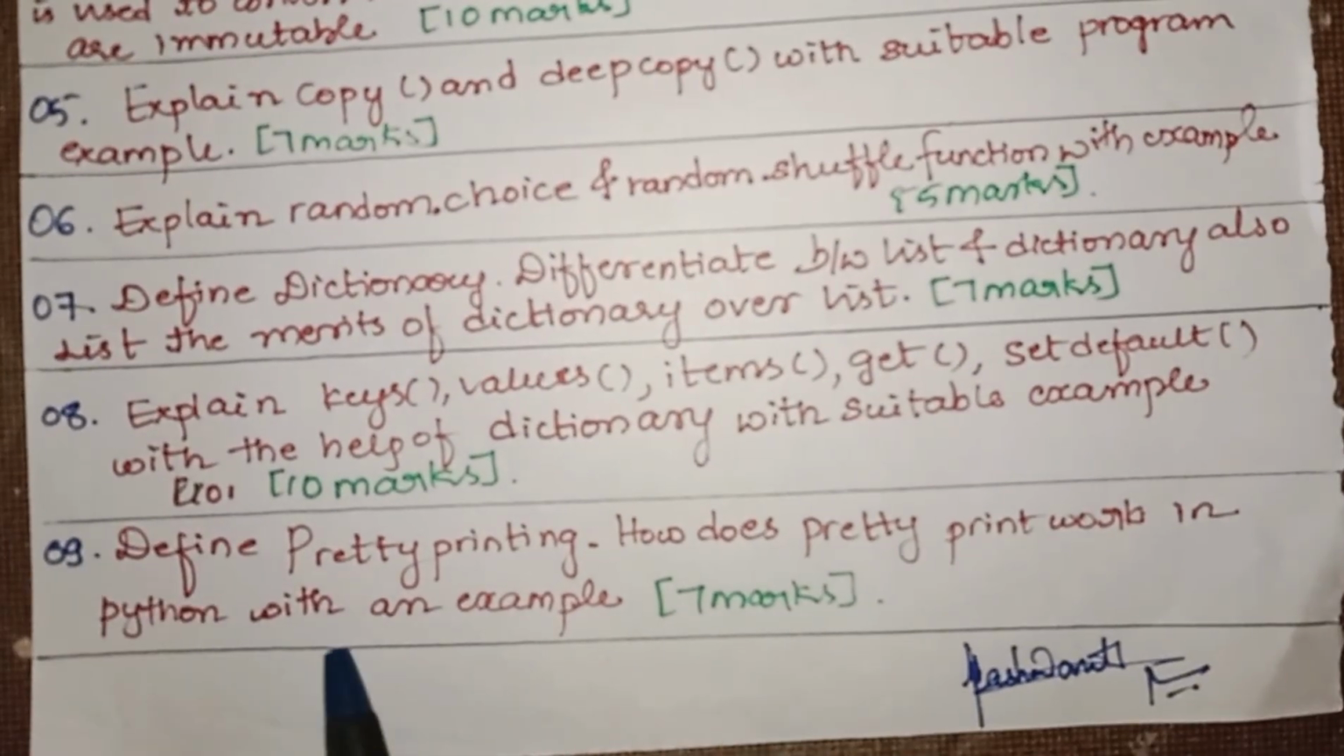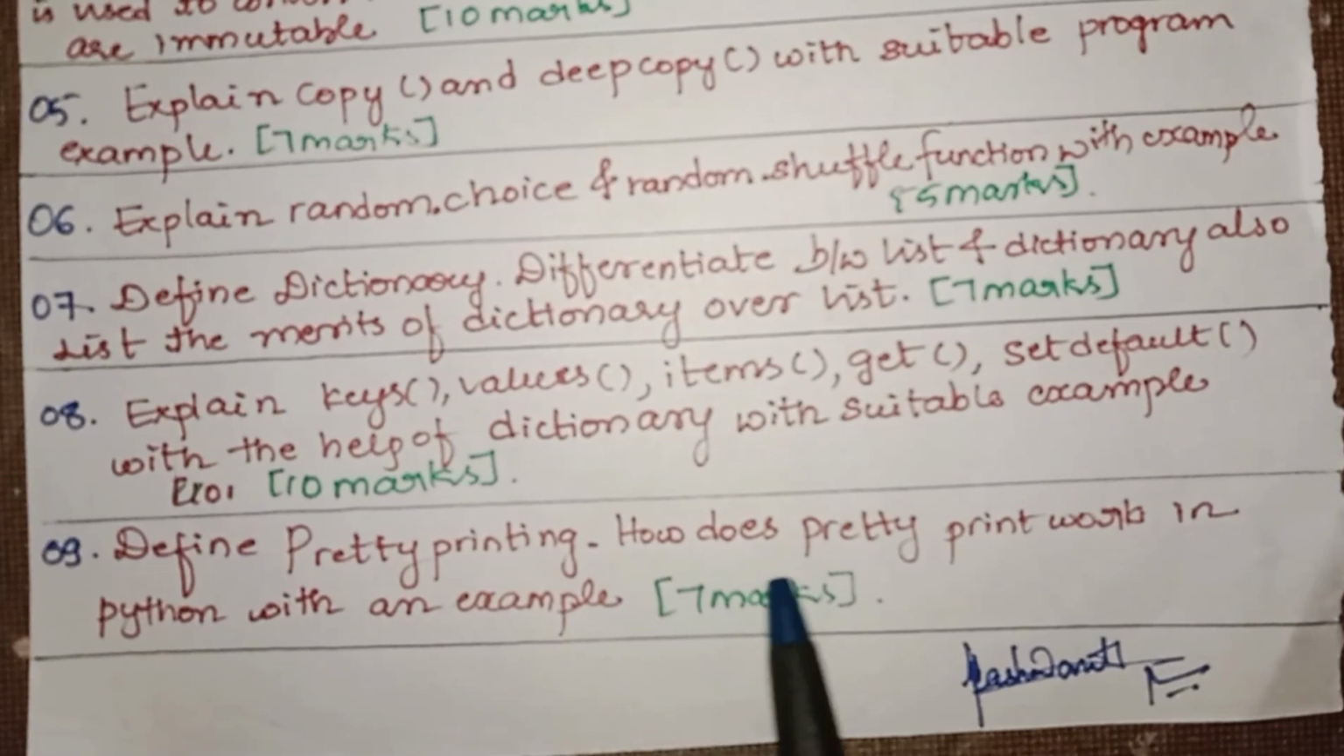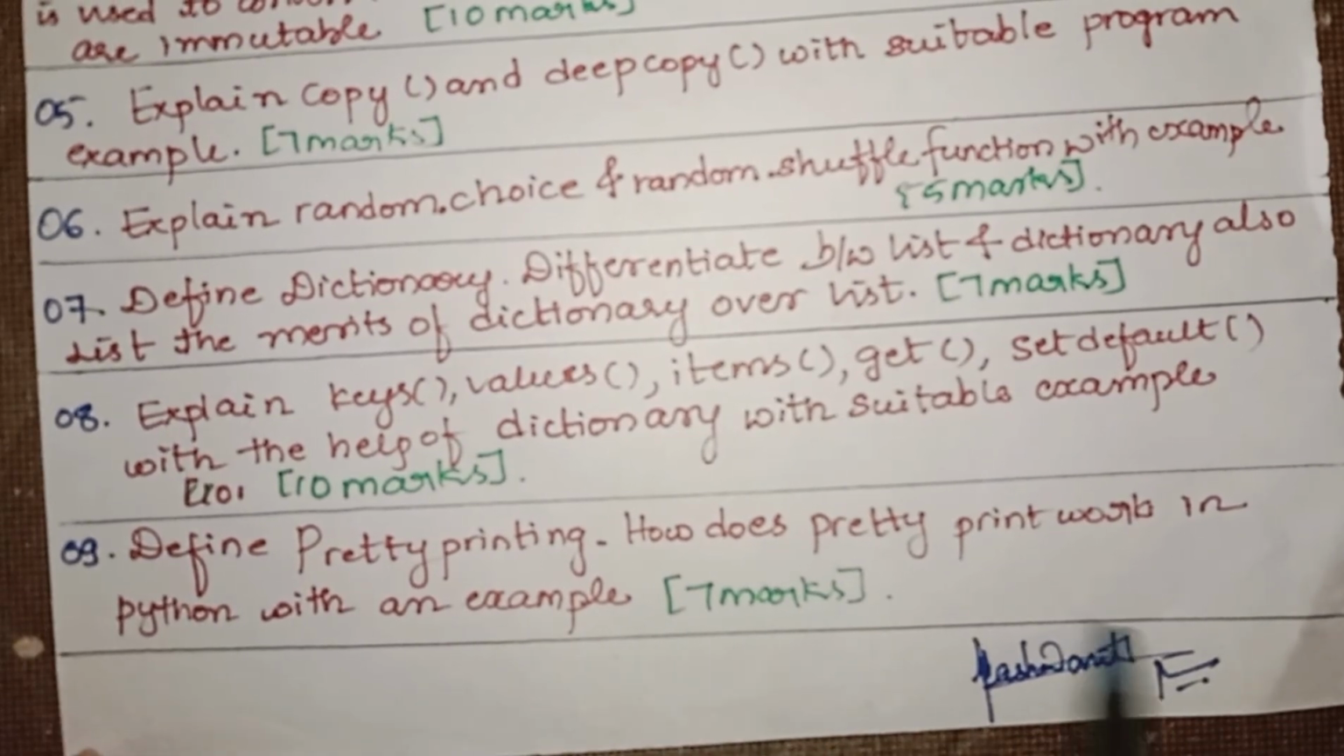And the last question is: define pretty printing. How does pretty print work in Python with an example?